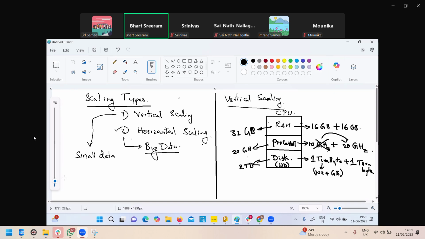One more RAM chip I need to add, plus 16. I cannot add one more processor, so I'm replacing the old processor with some other high capacity processor. Suppose in my motherboard, I can add two hard disks. I cannot add a third hard disk. In my laptop, I can add 4 RAM chips. I cannot go beyond 4. That means, based on this limitation, can I go unlimited in this style? No, I cannot go. So this is the problem.